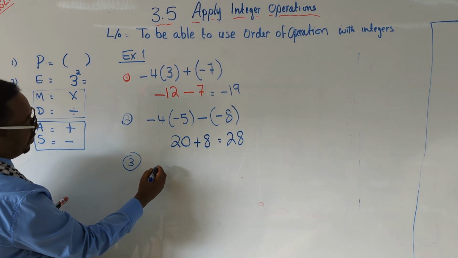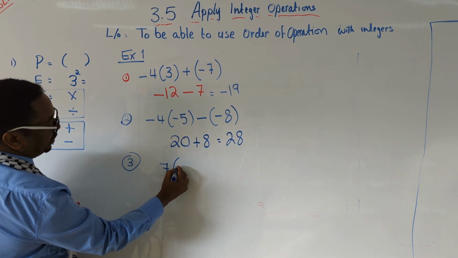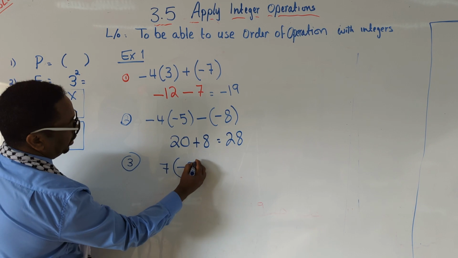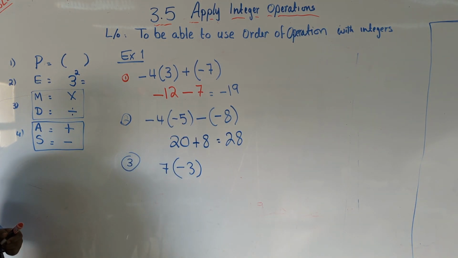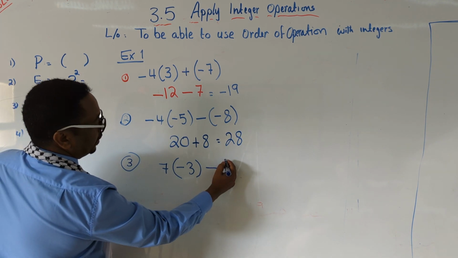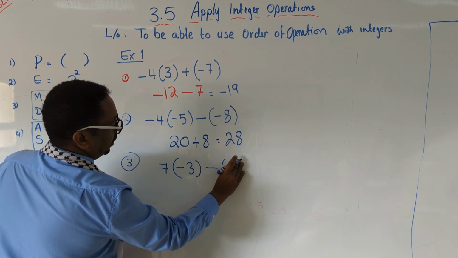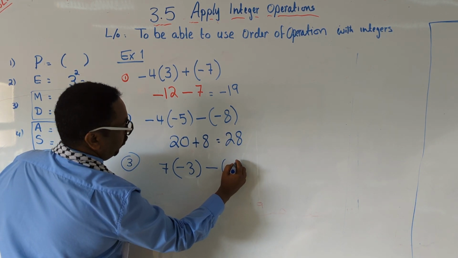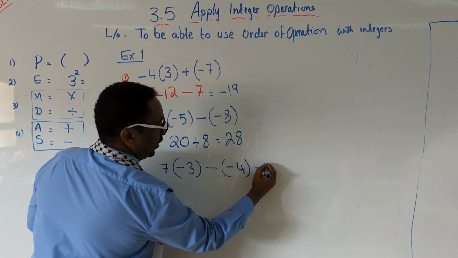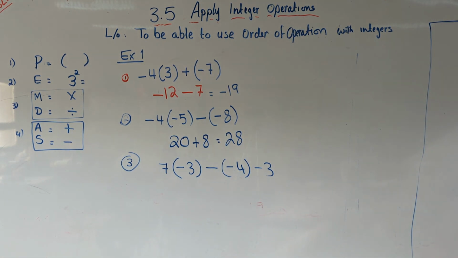Now, if we have 7, we have a bracket, and we say 3, and then we close the bracket. Then we have minus, and then minus 3. And let's say minus 4. And then we say negative 3. Can you try this one for me, please? Let's see if you can come up with that.